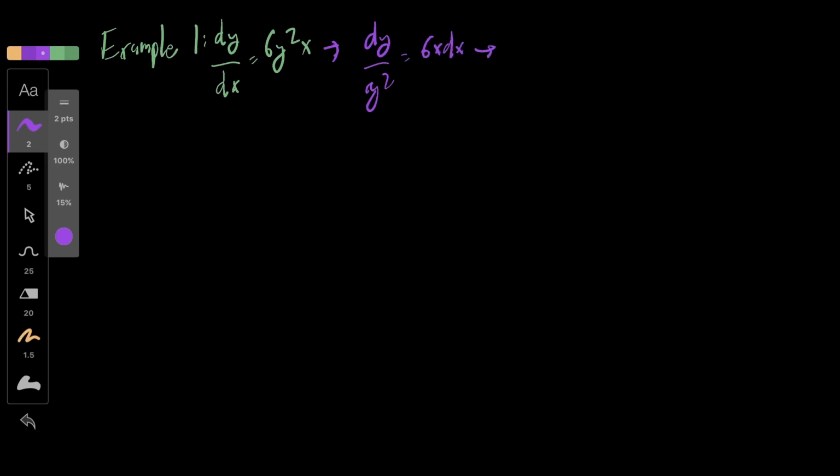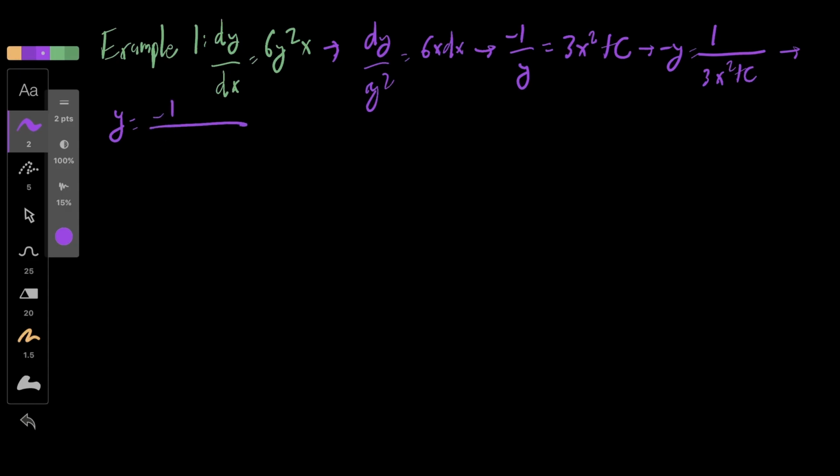Now integrating gives us negative 1 by y is equal to 3x squared plus c. Now, taking the reciprocal of that, we get negative y is equal to 1 by 3x squared plus c. And then, taking the negative, we get y is equal to negative 1 over 3x squared plus c. And that's a very simple example.